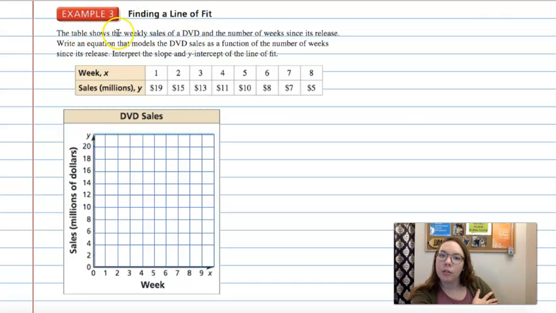This one says the table shows the weekly sales of a DVD and the number of weeks since its release. Write an equation that models the DVD sales as a function of the number of weeks since its release. Interpret the slope and y-intercept of the line of fit. So I'm going to start by plotting my points here.